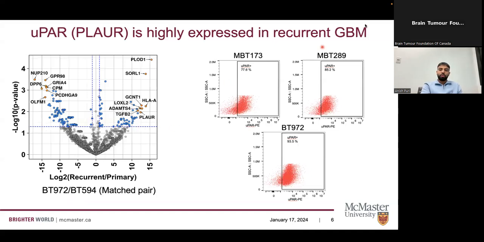And so what we went to show was, using our cell lines, so MBT173, I don't know if you can see this, but MBT289 and BT972, we performed flow cytometry, which looks at cell surface expression of proteins. And what we did was we profiled for the cell surface expression of uPAR.